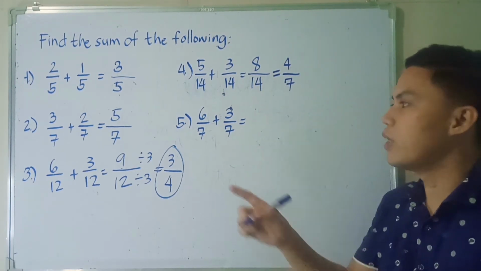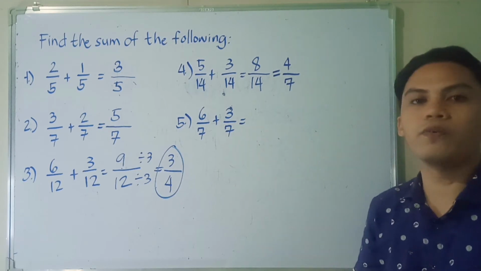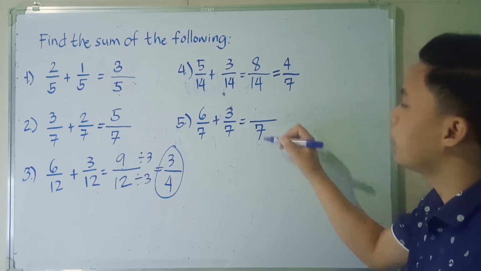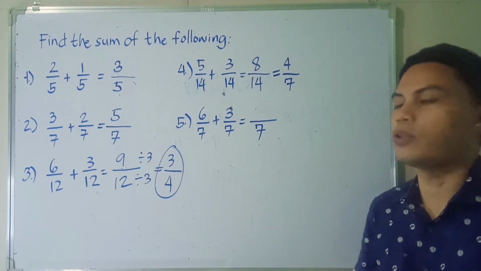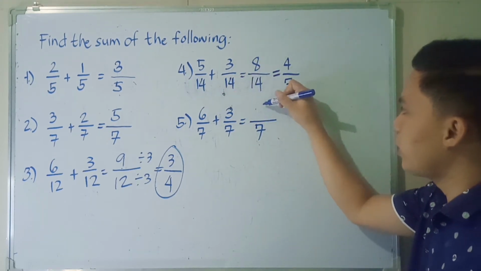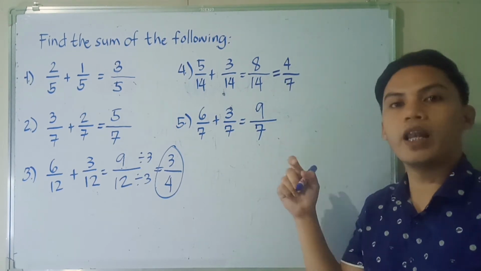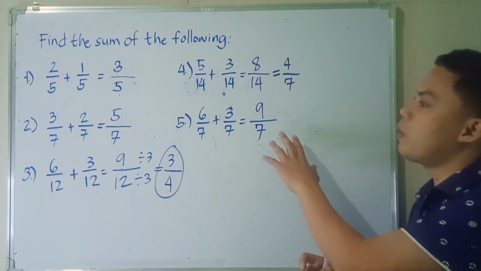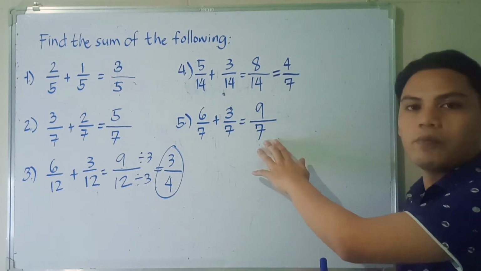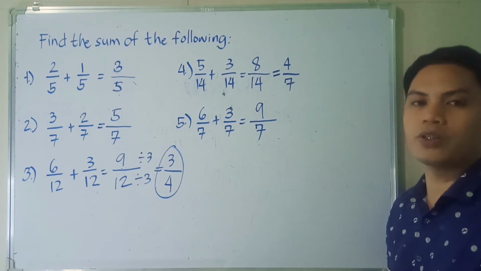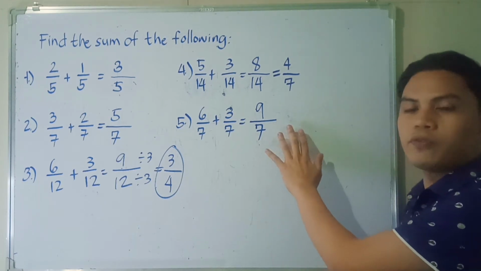Last example, we have 6 over 7 plus 3 over 7. Copy the common denominator. Then add the numerator. So, 6 plus 3, that is 9. So, 9 over 7 is our final answer. As we can observe, mas malaki yung numerator kaysa denominator. And we call this fraction as improper fraction. So, this could be our final answer.